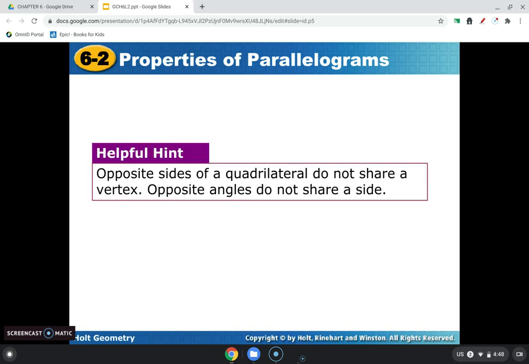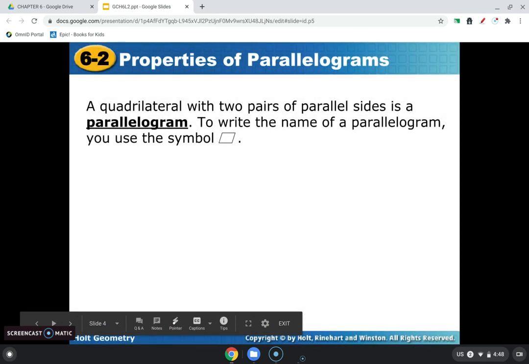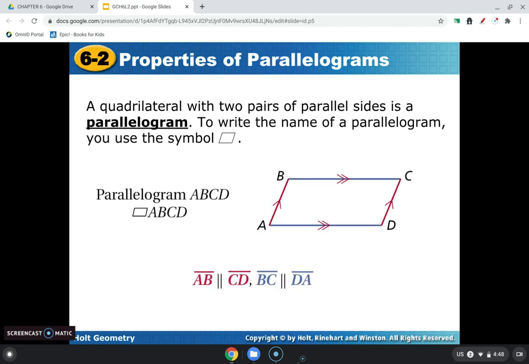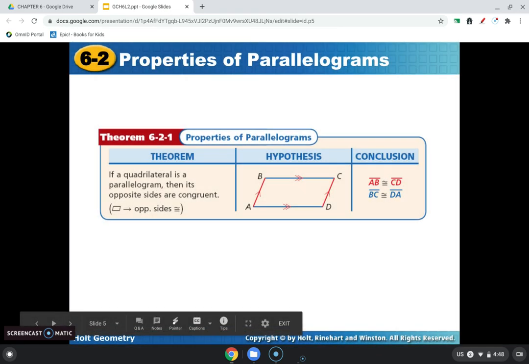Opposite sides of a quadrilateral do not share a vertex. Opposite angles do not share a side. So a quadrilateral with two pairs of parallel sides is a parallelogram. To write the name of a parallelogram, you can use the symbol for a parallelogram. So if parallelogram ABCD, we know that AB and CD are parallel and BC and DA are parallel.